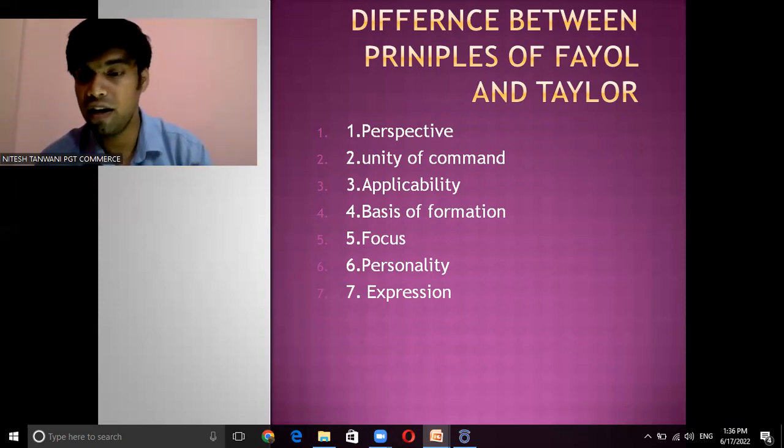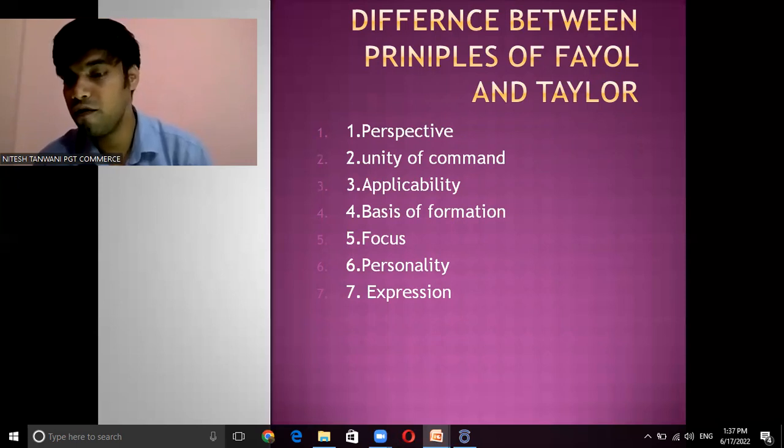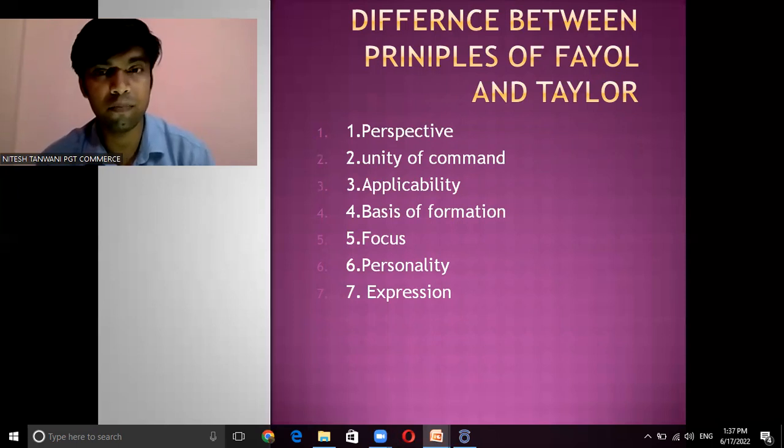Now, basis of formation. Fayol's principles present personal experience in the form of universal truth, as I told you earlier about how Fayol made his principles. But Taylor's scientific principles were established by observation and experimentation. Fifth point, focus. The focus of Fayol's principles was reforming the entire administration by following different principles. But the focus of Taylor's scientific principles was to increase productivity.